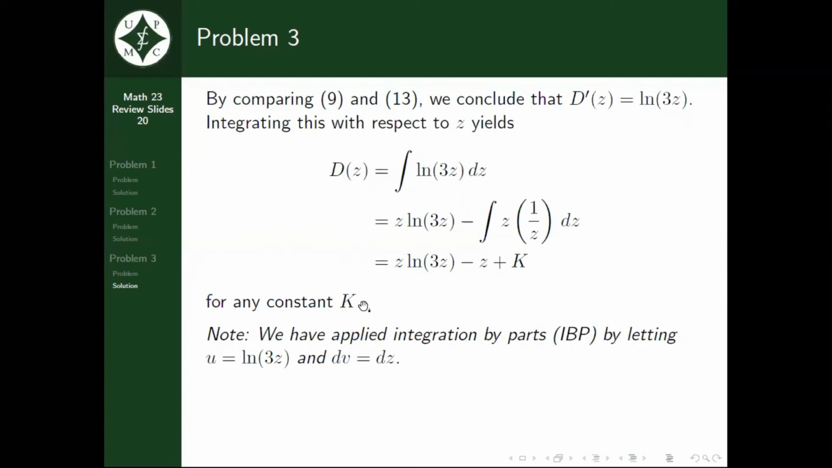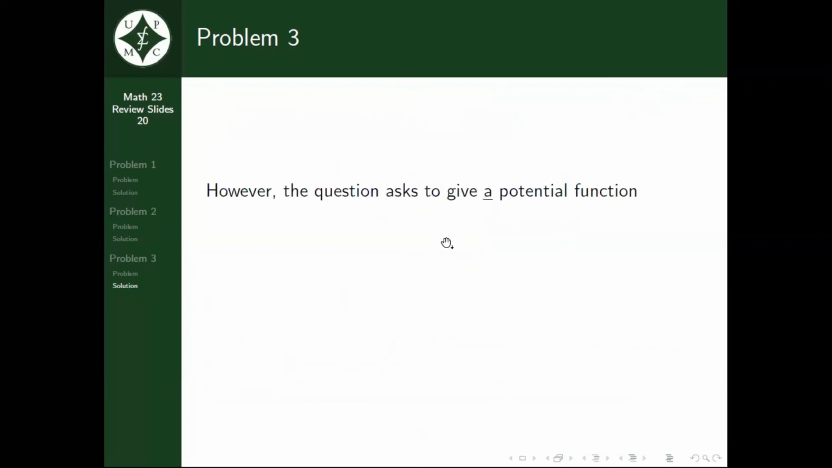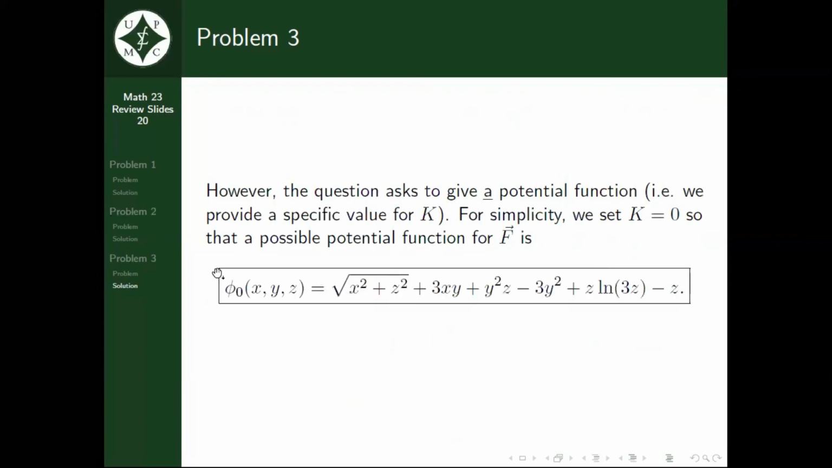Okay? So now we have the general form of our potential function. However, as I said a while ago, we need to find a single potential function. Okay? So here for convenience, we set k to be equal to 0. Para madali na. And so we have this one. Okay? Depends on who will check your work.